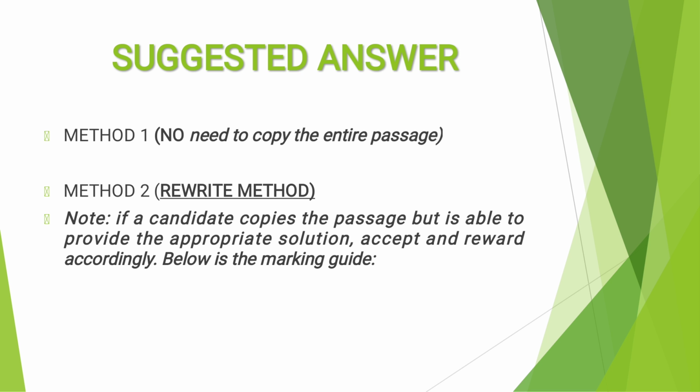If method 2, this is the instruction on the marking scheme: if a candidate copies the passage but is able to provide the appropriate solution, accept and reward accordingly. I hope it makes sense. This is what they normally add to the marking scheme. It means that when you use method 2, they are going to accept it, but sometimes if you don't take care, they will not accept it. So stick to the instruction. However, if there is no instruction, I would advise you to go for method 1 because it is the simplest method ever. Let us now move on.